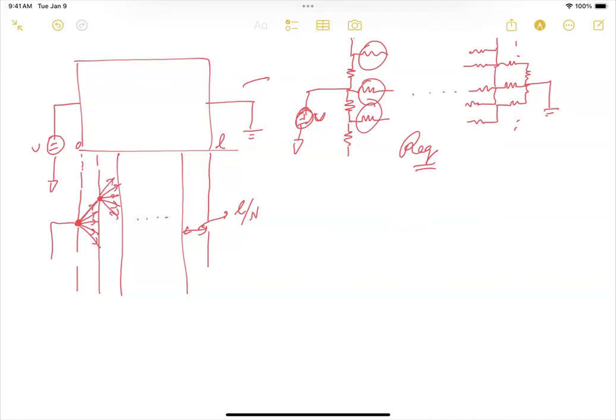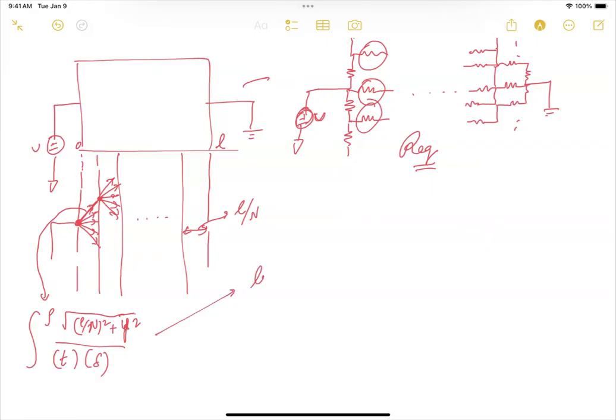Each one of these current paths essentially has an infinitesimal resistance given by rho times the length, which is going to be the square root of (L over N) squared plus some vertical height y squared, over the thickness times some infinitesimal width delta. Then if you integrate this over dy and add all the possibilities, subject to the limit that N tends to infinity and delta tends to zero, you would essentially get a functional integral that you can evaluate to solve for the equivalent resistance. This is another way to think about the same problem.